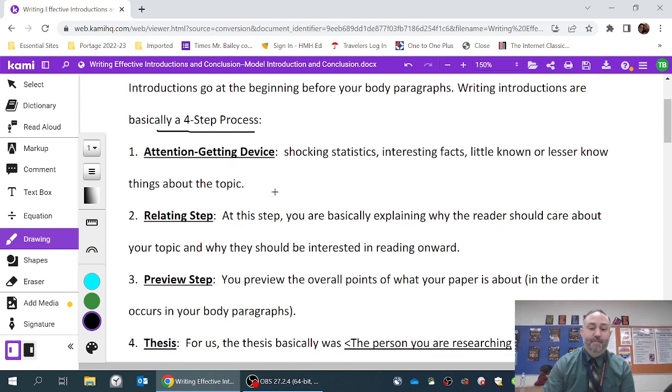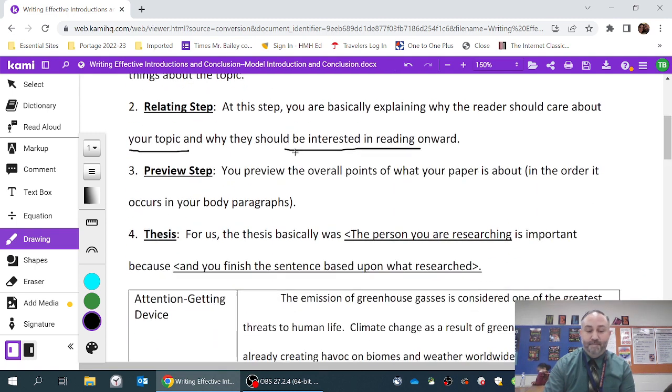The second step is what is known as a relating step. You basically are trying to get the reader hooked in why they should care about this topic. So you're basically explaining to the reader why they should care about the subject of what you've written about, or to get them interested in reading onward.